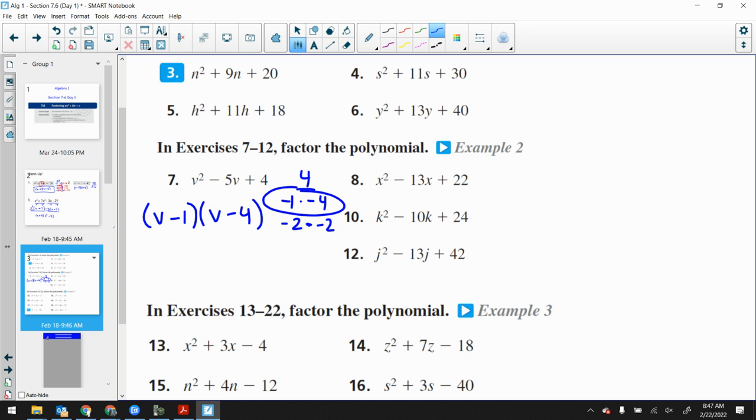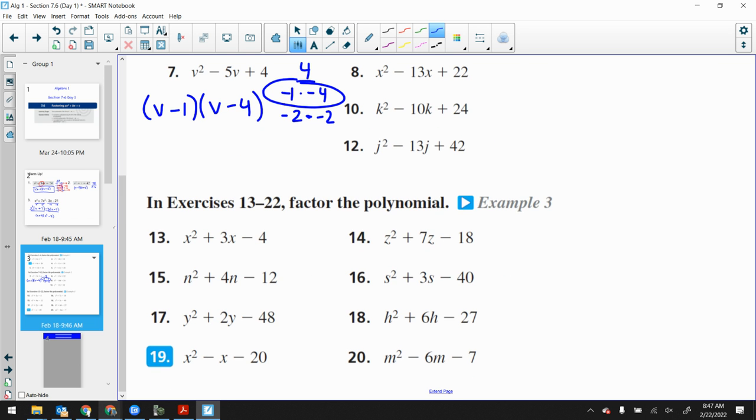What other questions do we have on the homework that we want to go over? Yeah, go ahead. Number 19. Yeah? You just want me to go through it?